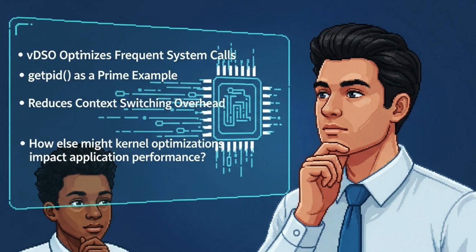How else might similar kernel optimizations beyond getpid impact the overall performance and responsiveness of complex real-world applications you might be building?